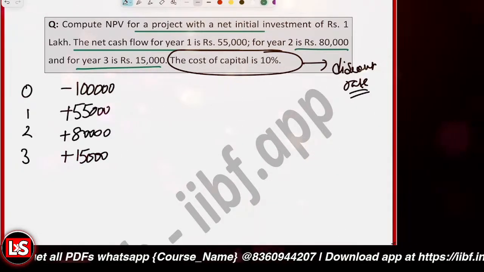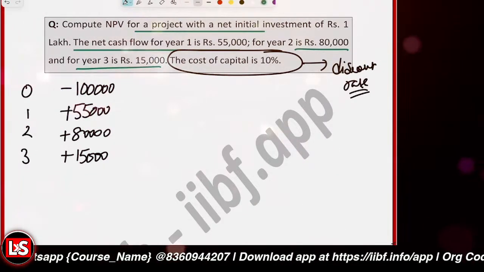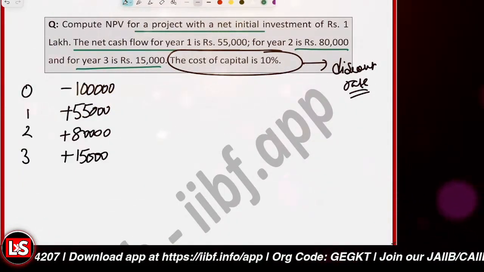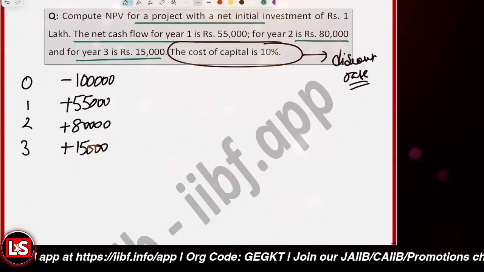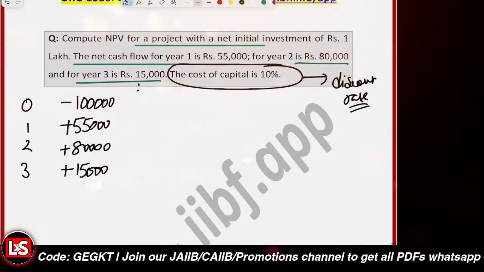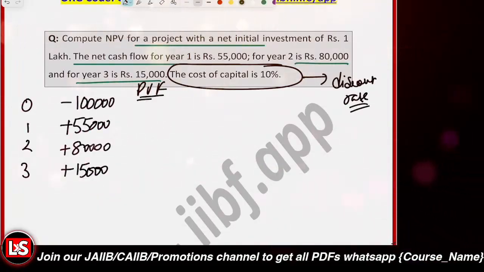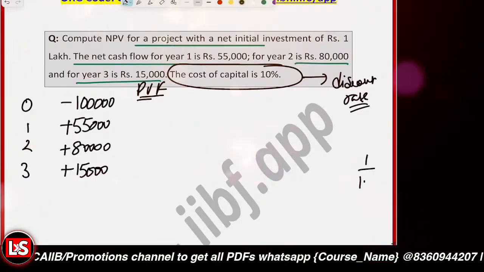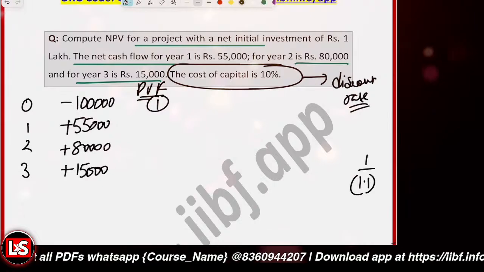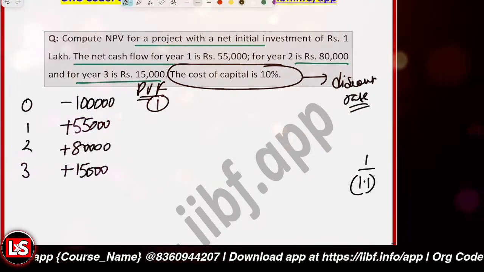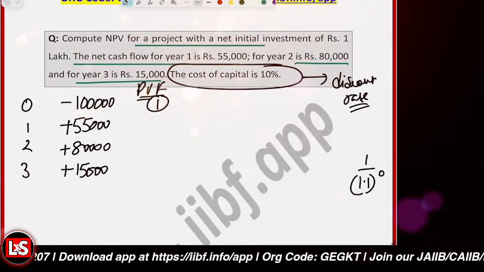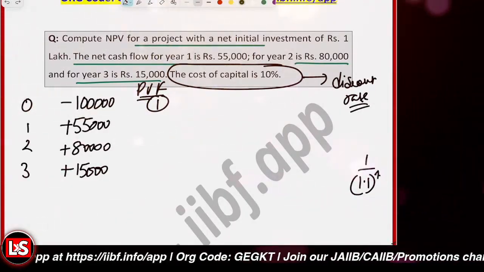Getting it? If you understood the points, what will be the next step? We have to calculate the discounting factor, or the present value factor. It will be 1 divided by 1.1 raised to the power 0 for the zeroth year, so it will be 1 here. For the first year, it will be 1 divided by 1.1 to the power 1.